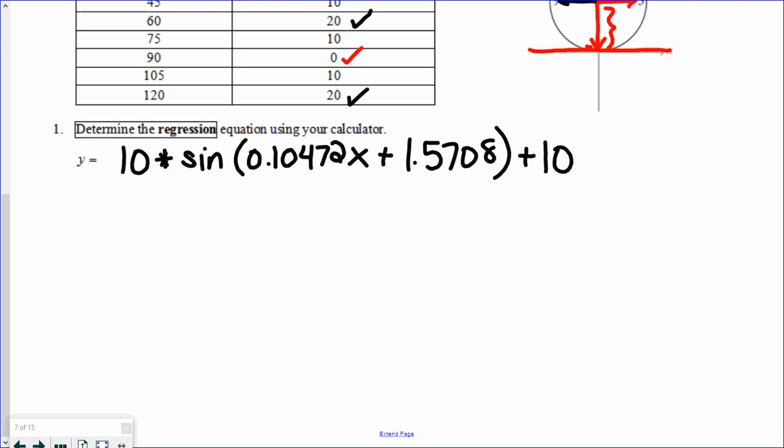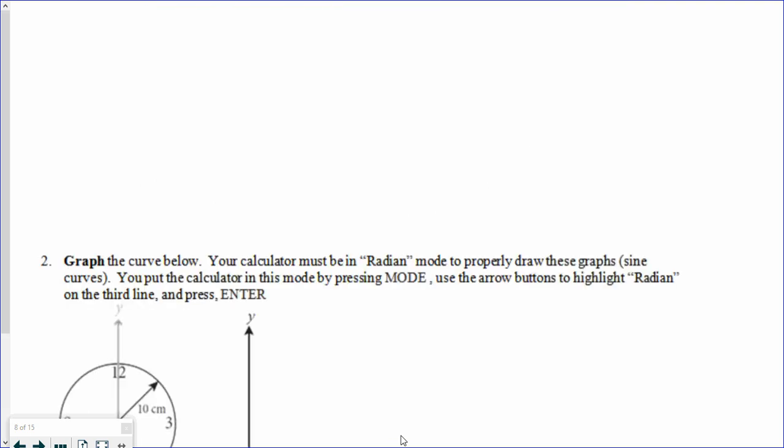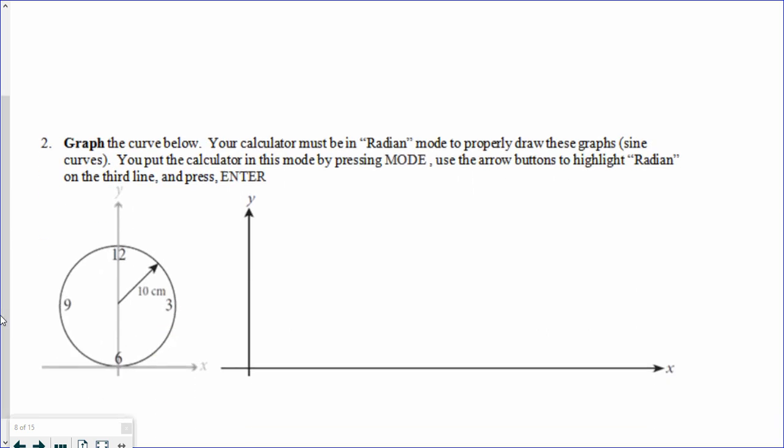So the next question says graph the curve below. Your calculator must be in radian mode. So I think I had you guys check before that it was, but again on the TI, it's up near the top. There's a button that says mode. Just press that. You'll probably have it highlighted as degree mode right now. So just highlight radian, press enter, and then it will be in radian mode. Casio, you might have to flit around to figure out where it is. Send me an email if you can't figure it out, and I can see if I can figure out how to get it into radian mode.